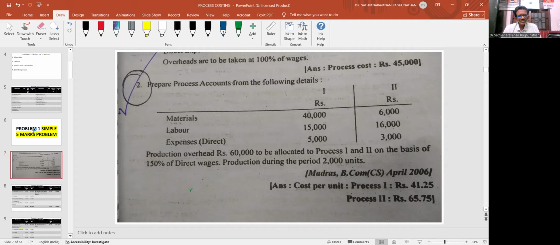Production overhead rupees 60,000 is to be allocated to process 1 and 2 on the basis of 150% of direct wages. Production during the period is 2,000 units. That is, the input units is 2,000 units. Production during the period 2,000 units means that is the input unit.